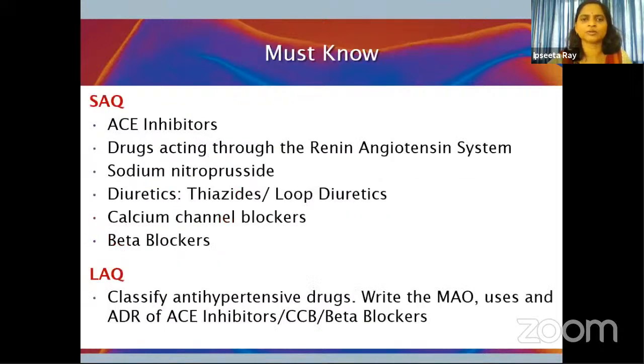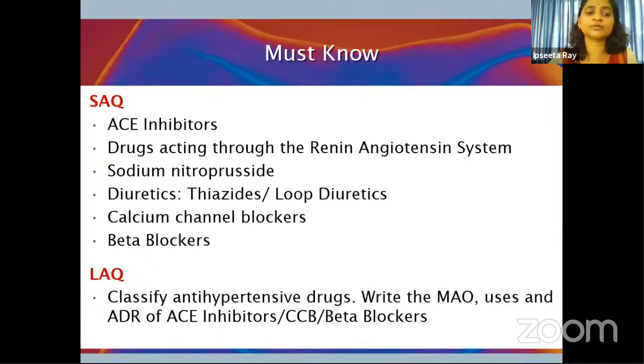Now, must-know questions under this topic: ACE inhibitors. You can also be asked about drugs acting through the renin-angiotensin system. In this you will also have to write about the renin inhibitors, the angiotensin receptor blockers, the ACE inhibitors, and also mention beta blockers, because beta blockers inhibit the release of renin. Then sodium nitroprusside, that is hypertensive emergency, may come as an MCQ or sometimes as a subpart of an SCQ.